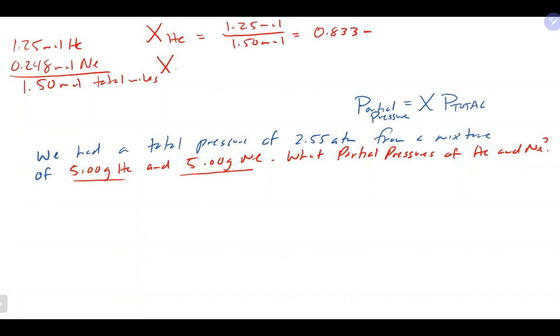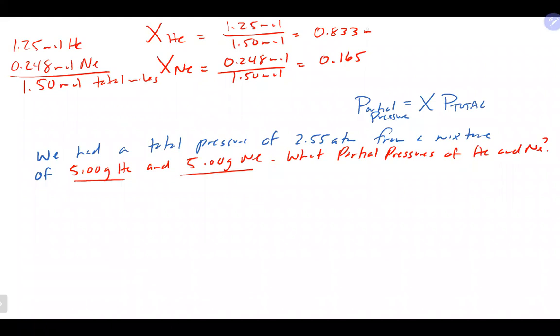We could do the same thing for neon. The moles of neon was 0.248 divided by the total moles. And that would get us 0.248 divided by 1.5, 0.165. So those are the mole fractions for helium and neon in this mixture. And obviously when you add those together, you should get a total of 1.